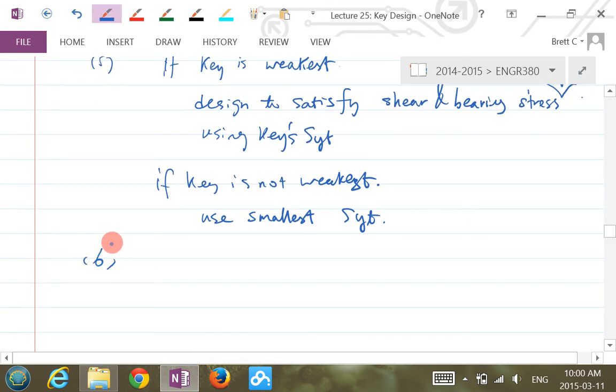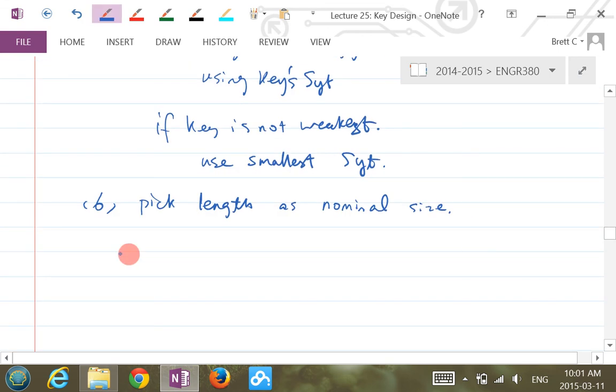Once you have designed this, you pick the length. The length should be a nominal length. If your length ends up as a decimal number like 16.35 or something, you pick a nominal size. Also bear in mind that the key length shouldn't be too long.